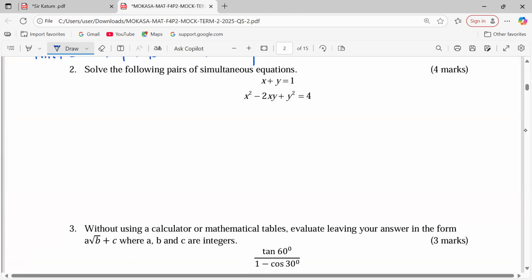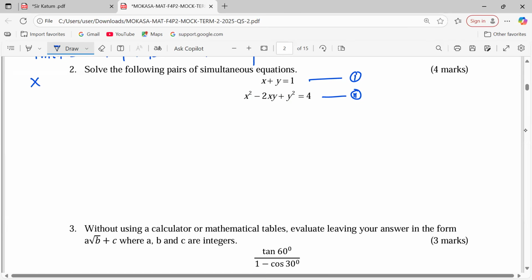Now at number 2, solve the following pair of simultaneous equations: x plus y equals 1, x squared minus 2xy plus y squared equals 4. When you look at this carefully, you discover that it is a simultaneous quadratic. Therefore, from equation 1, this is an indication that we can't use the elimination method, and we can also not use the matrix method. We have to narrow it down to substitution only.